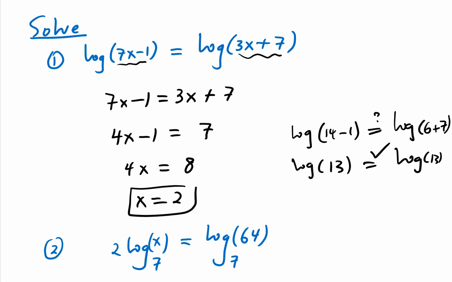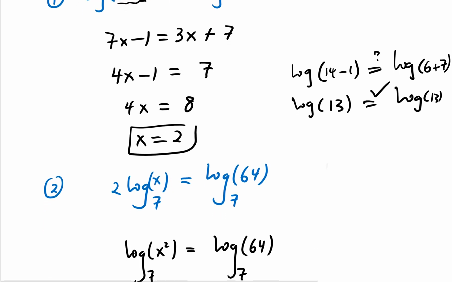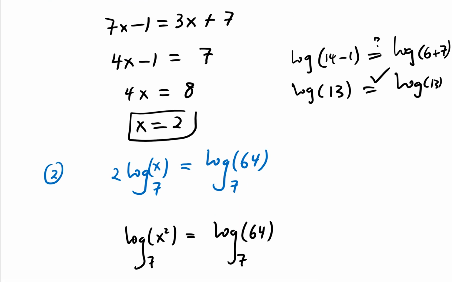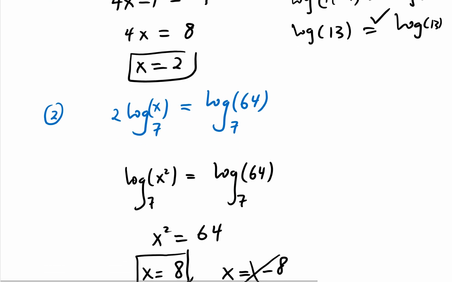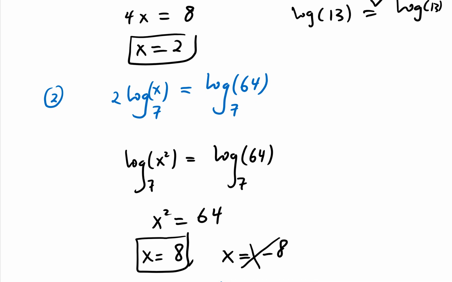How about something like this? Can I set x equals 64? No, because there's a number in the front. First thing I do, I use the property we covered in the previous section to bring the 2 up on the top of x first. Then I can set x squared equals 64. So x is plus or minus 8. But again, x cannot be negative in this case. x must be bigger than 0. So the only answer that works here is x equals 8.